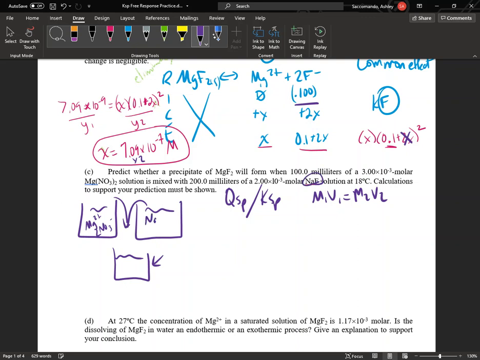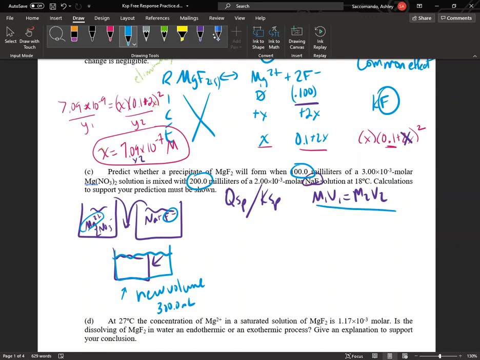Sodium fluoride, we also know, is soluble because alkali metal compounds are always soluble. But when we combine these two, the magnesium and the fluoride are going to be added together in this new beaker. I should make it a little bigger because we get a new volume: remember, we have the 100 milliliters and the 200 milliliters, so the new volume is going to be 300 milliliters. When we dump them together, their concentrations change, so that's why you need M1V1.